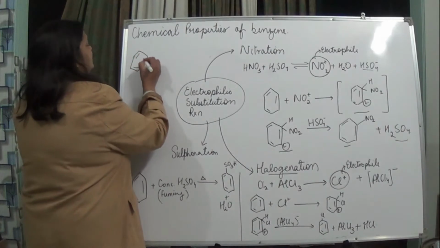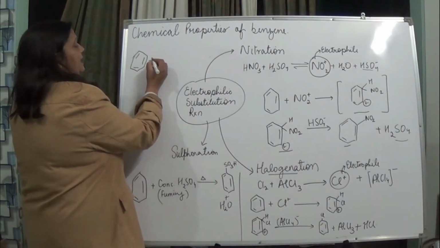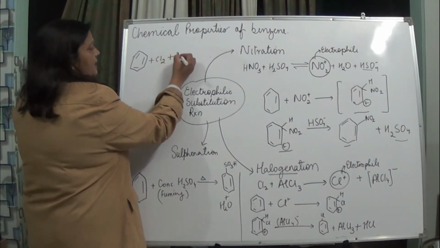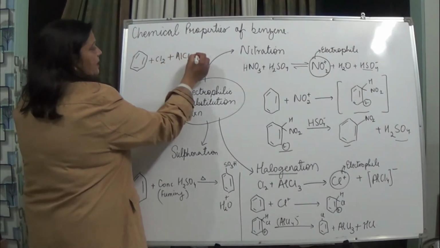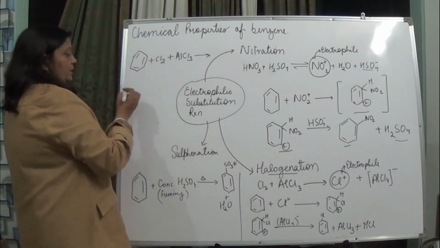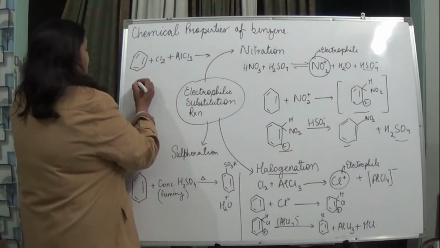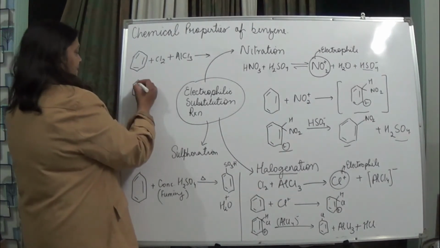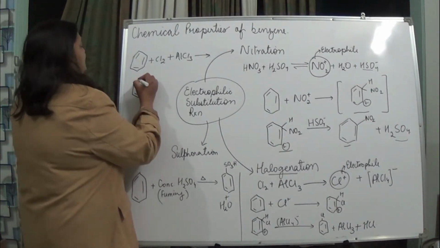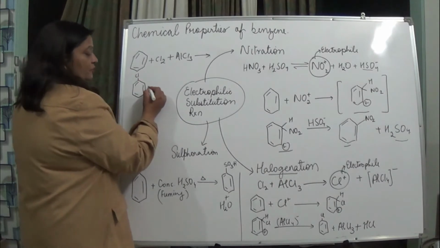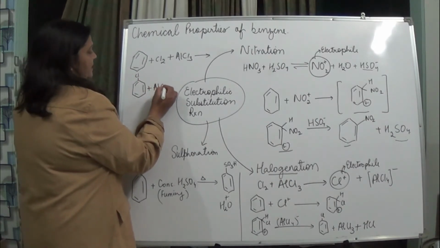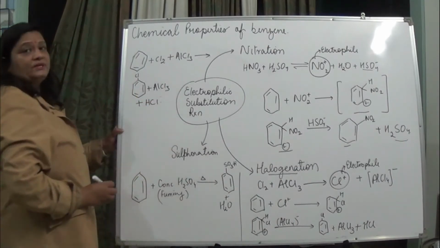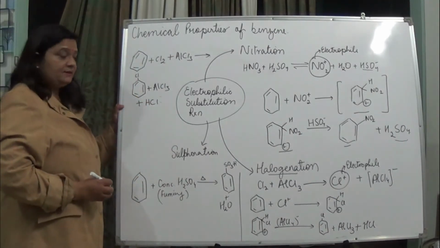We are taking benzene, plus we are adding Cl2, plus we are adding AlCl3. So now the reaction goes on, and what is being formed? Benzyl chloride, isn't it? Benzyl chloride is formed, plus you will be getting AlCl3 plus HCl. Now let us see how this reaction has propagated.